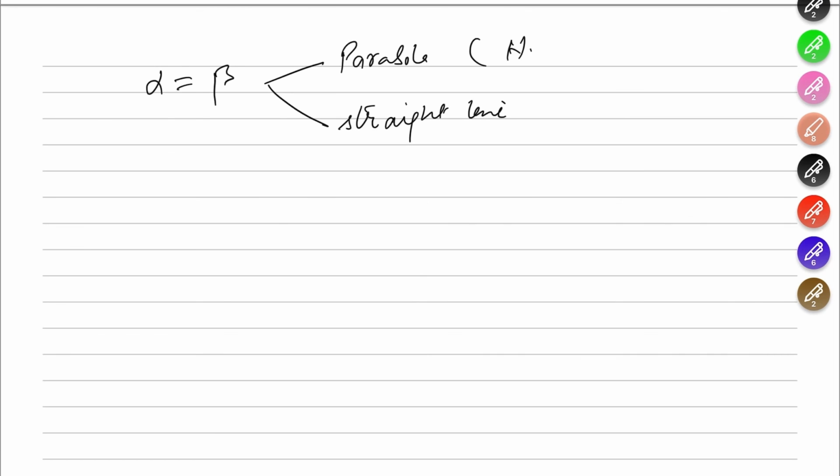In the case of a parabola, we observe that if alpha is equal to beta, it may represent a parabola or a straight line. Parabola is the non-degenerate case and straight line is the degenerate case.